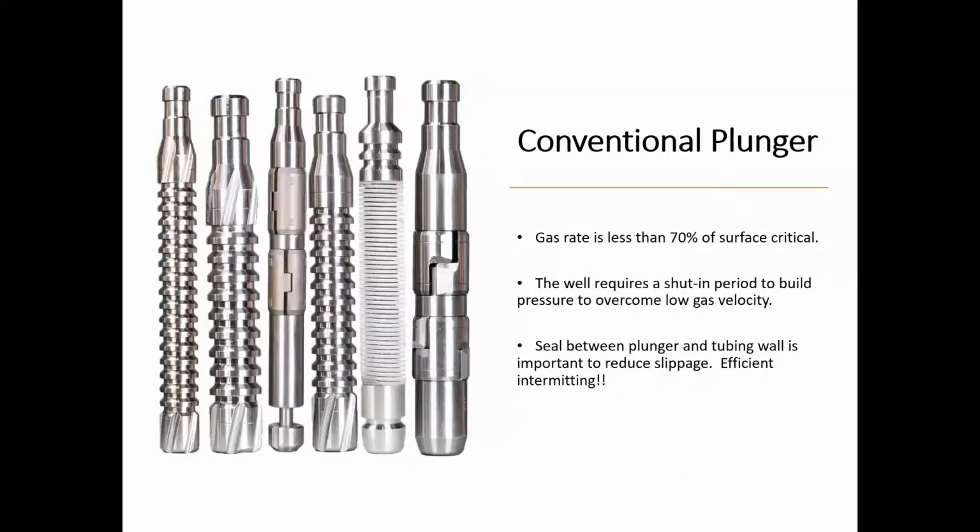Conventional plunger overview. These are installed at gas rates less than 70% of surface critical. The well requires a shut-in period to build pressure to overcome low gas velocity. And the seal between the plunger and the tubing walls is important to reduce slippage. This is efficient intermitting.